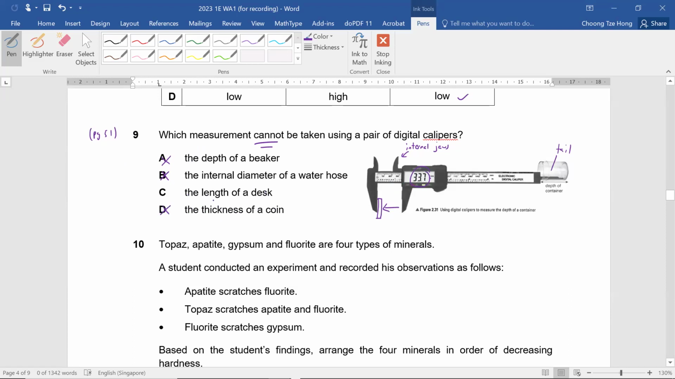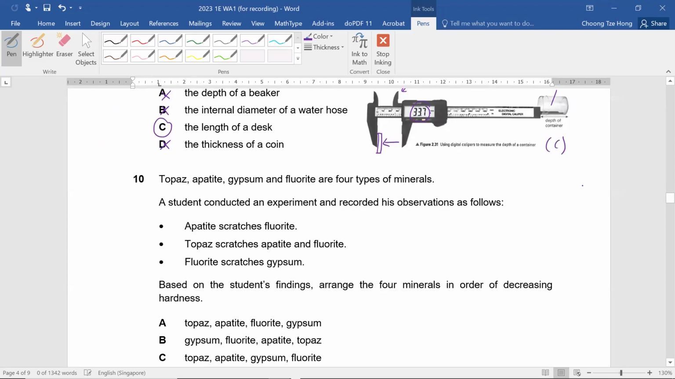The one that cannot will be the length of the desk. Do you know why? The digital calipers, you have tried using it in class, right? You cannot measure objects that are so long. You can only measure objects that are maybe at most 15 to 20 cm only. So the length of a desk is too much for it. So this answer will be C. You cannot measure the length of a desk. So C.